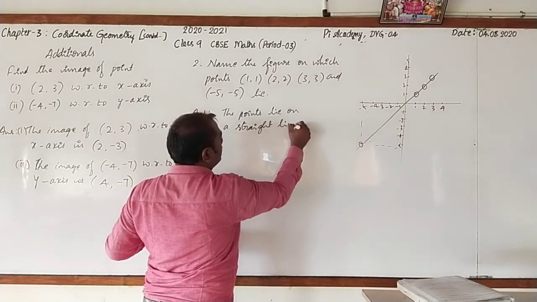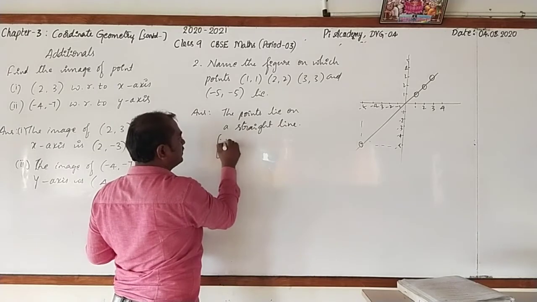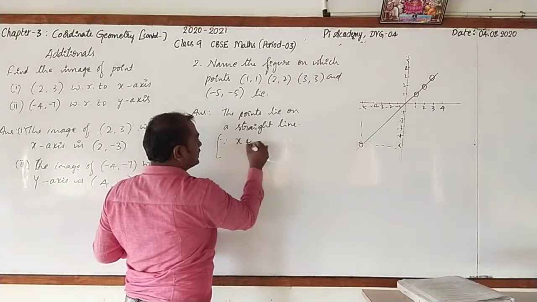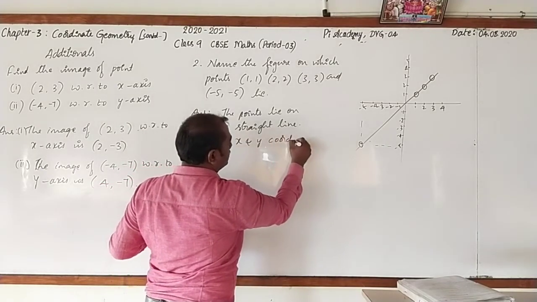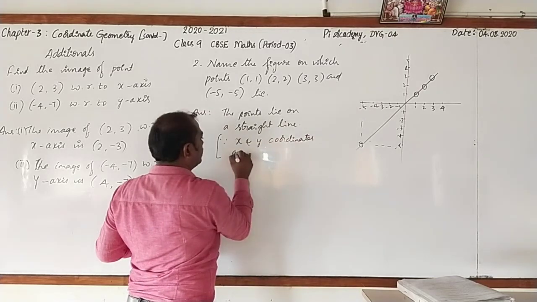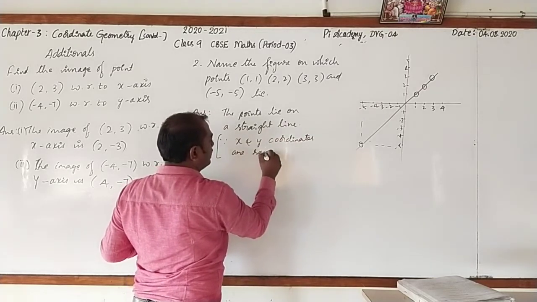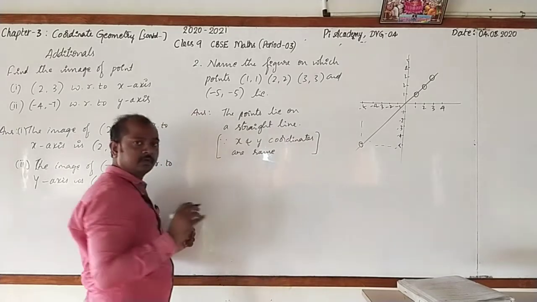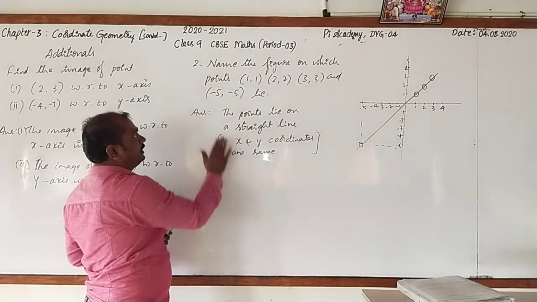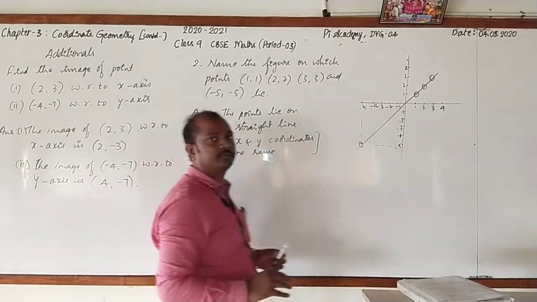Straight line. For your reference, I am writing the reason: because x and y coordinates are same, coordinates are same or identical. Clear? Let's go for writing this second question.